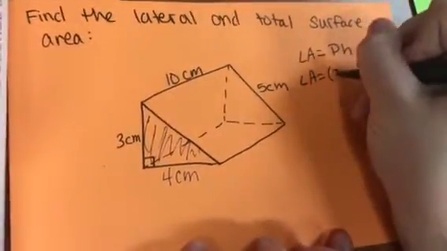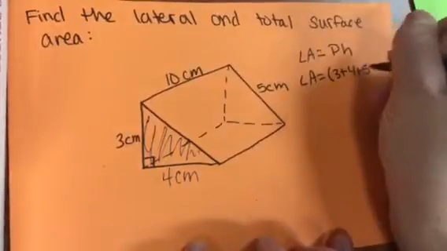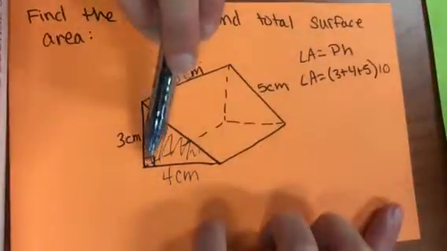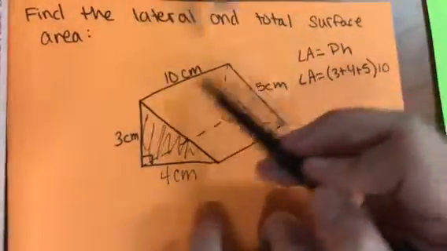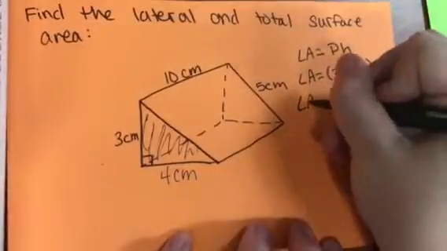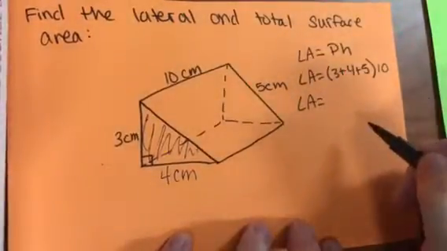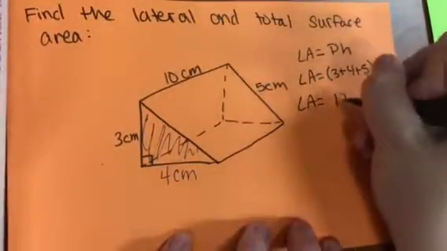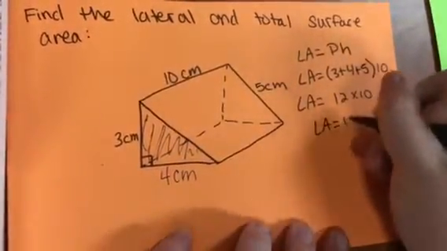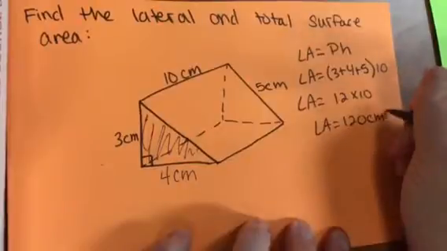So lateral area is 3 plus 4 plus 5, times my height, which was 10. And we're not doing the height of the triangle, we're doing the height of the prism. It's in our notes that we wrote a second ago. So lateral area equals 3 plus 4 is 7, plus 5 is 12. 12 times 10. So my lateral area equals 120 centimeters squared.